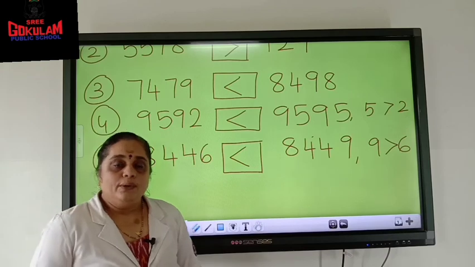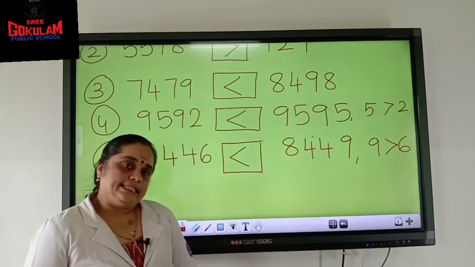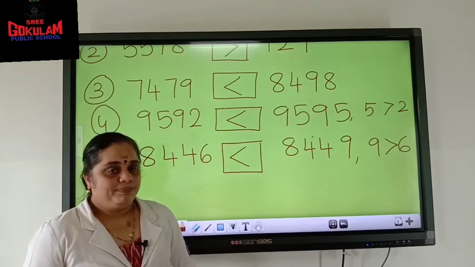Okay children, so this is how you compare a greater number and a smaller number. Okay, hope you understood this topic.